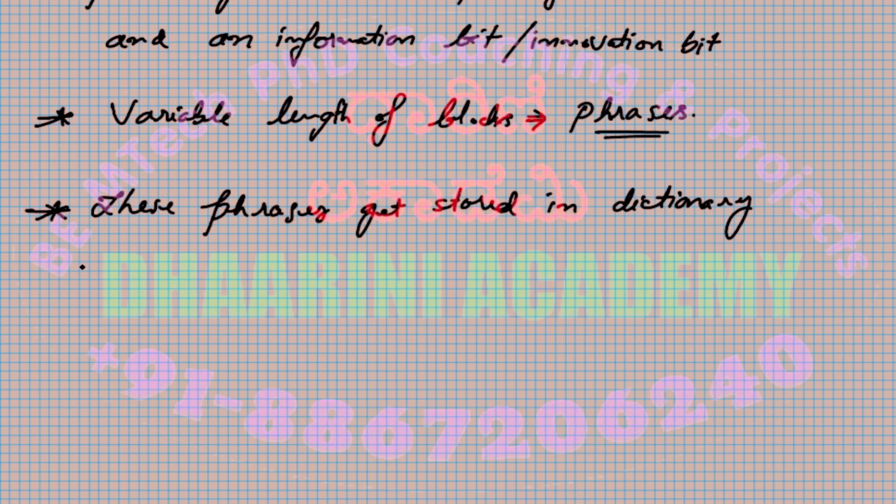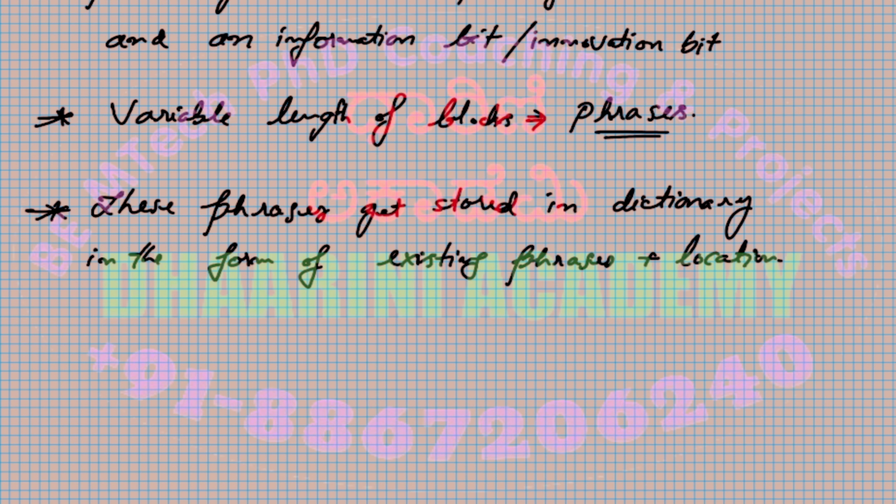So how do you store? You don't store them as they are, right? You store in the form of the existing phrase plus a location. I'm going to show you this when we solve the problem. The procedure is very simple, only 3 steps are there. This was the second step which we have written now, and the one I'm writing now will be the last point.